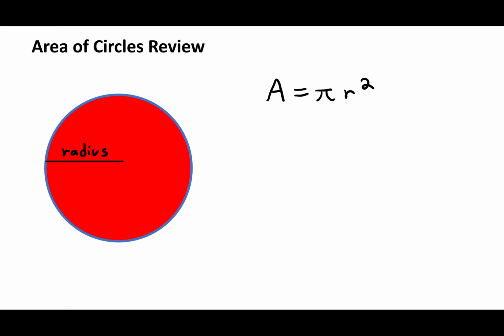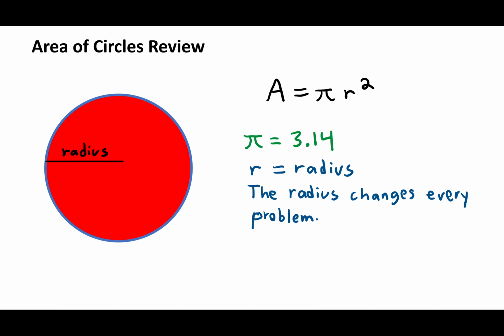All circles have a measurement called the radius, which is the distance from any point on the circle to the center of the circle. That radius is the r in our formula. The pi symbol in the formula can pretty much always be replaced with a value of 3.14. Always. That makes it very easy to remember. The radius of each particular circle will change in each problem.